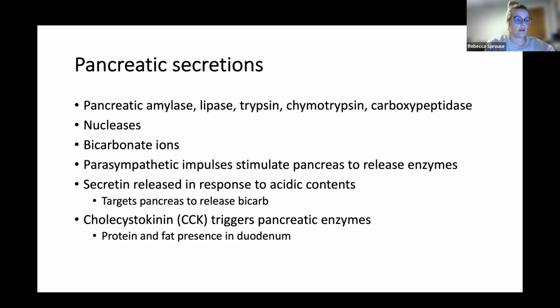The parasympathetic nervous system again stimulates the pancreas to release those enzymes. Two different things released here, secretin and cholecystokinin, or CCK.